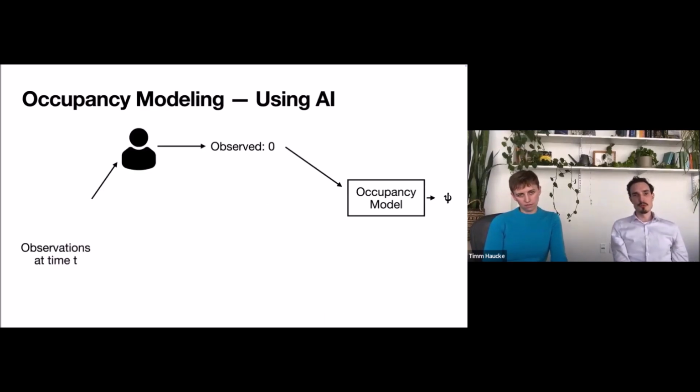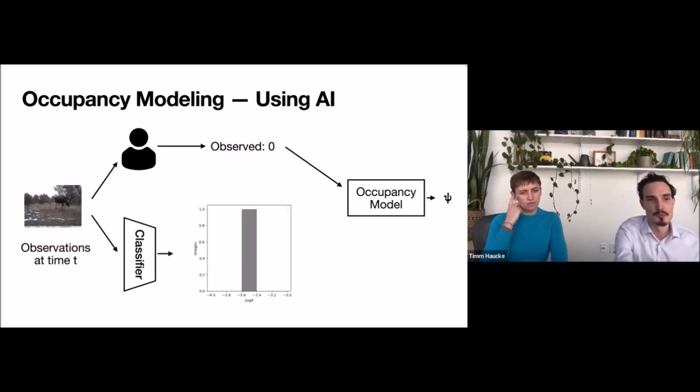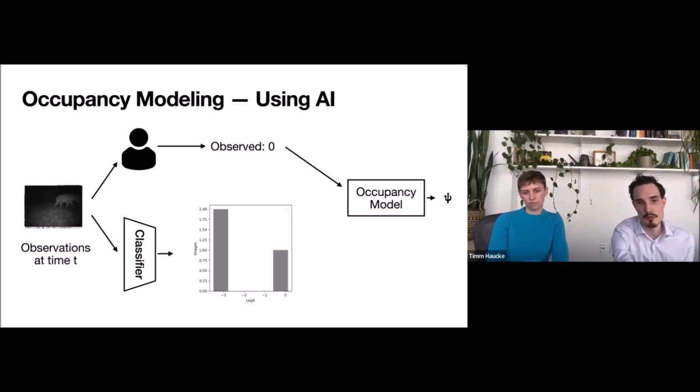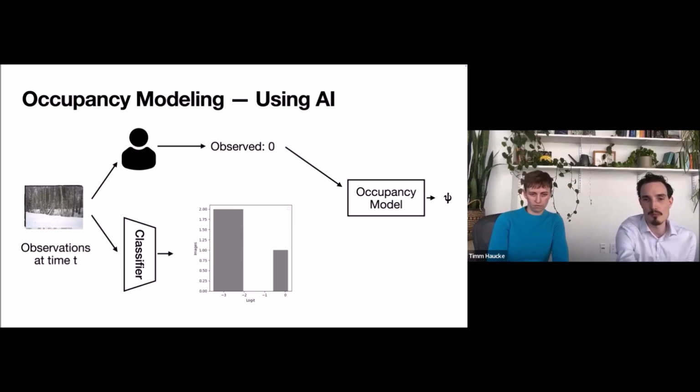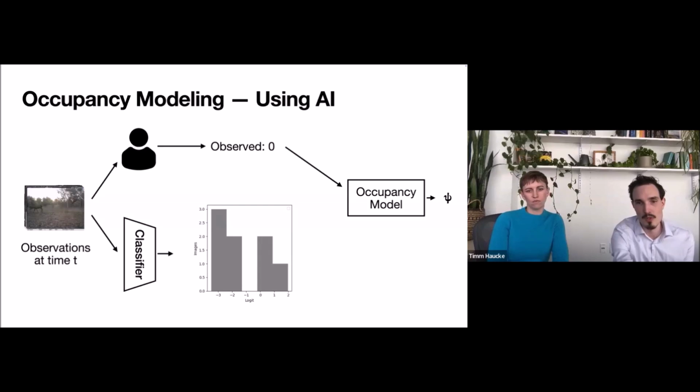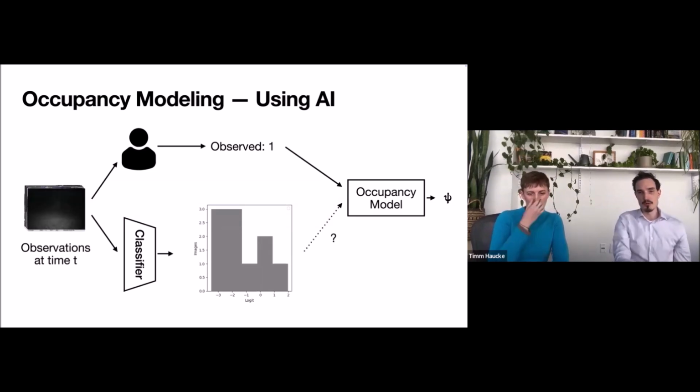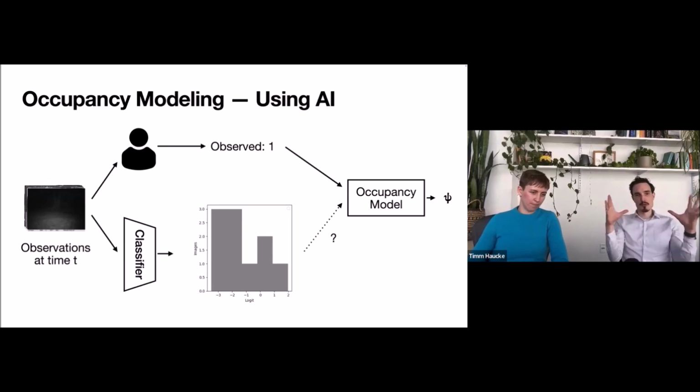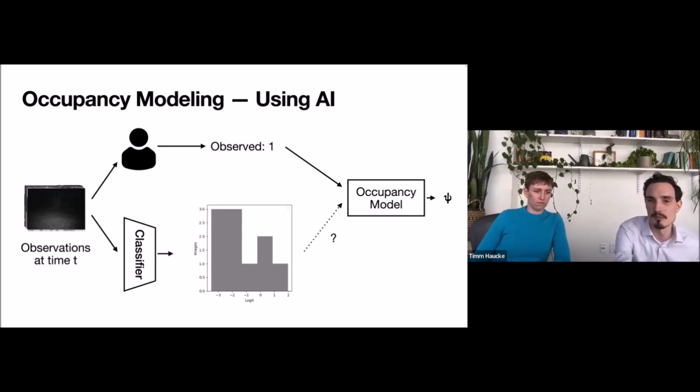Now, if you introduce machine learning classifiers into this mix, you again have your observations, but now your classifier is going to output a bunch of scores, logits in this case, right? And so as you feed in images, you can build this kind of histogram of different logit values. And so how do you then go from this collection of logits and fit your occupancy model, right? This is what we're trying to do.